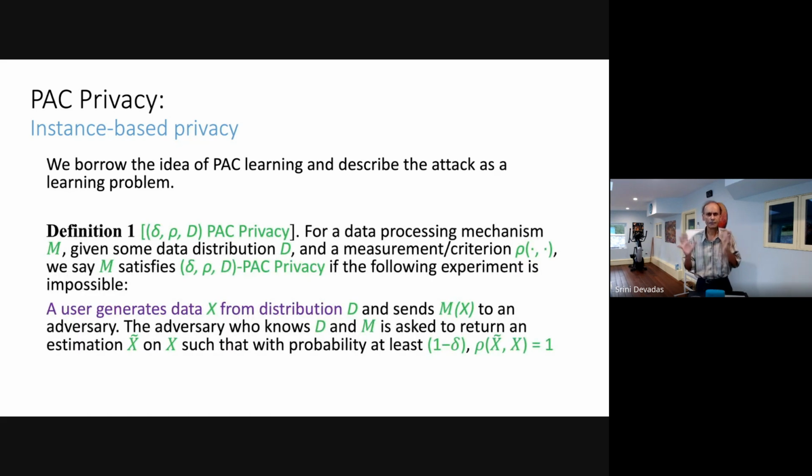And so the basic definition I've actually kind of already given you, but it's all up here. I'm not going to read it out, but essentially it says the user generates data X from some distribution. We'll talk more about that. Sends M of X to an adversary. The adversary knows the distribution that X came from, but doesn't know what X is. So like I said, it could be that I'm selecting 5 numbers uniformly, randomly from 0 through 9 with replacement or without replacement. That would be your D. And M could be the average of these 5 numbers is exposed to the adversary. And then the adversary is asked to return an estimation X tilde on X with this rho criterion, and the success rate should be at least 1 minus delta, or the failure rate should be less than or equal to delta, right? So far so good, I hope.